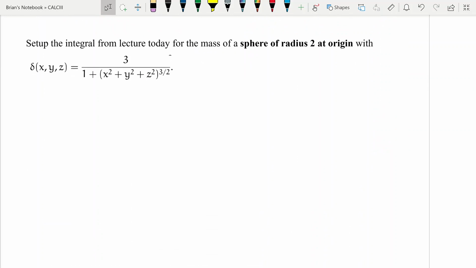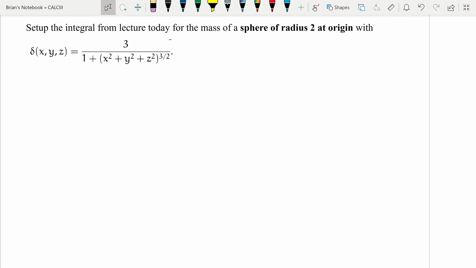All right, one more, some 3D stuff. Set up the integral from lecture today for the mass of a sphere of radius 2 at the origin with the density function. Okay, now remember mass. I'll let you say it to yourselves in your bedroom or your living room, wherever you're at. Mass is equal to the triple integral of blank dV. And that blank is density. Yes, nice job, everyone. Okay, cool. So we want to integrate across density.